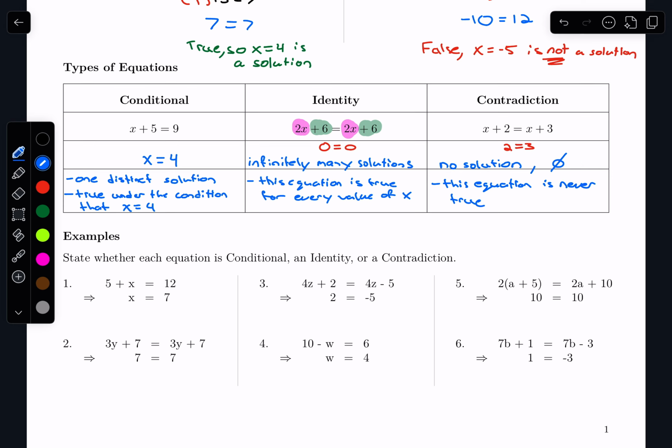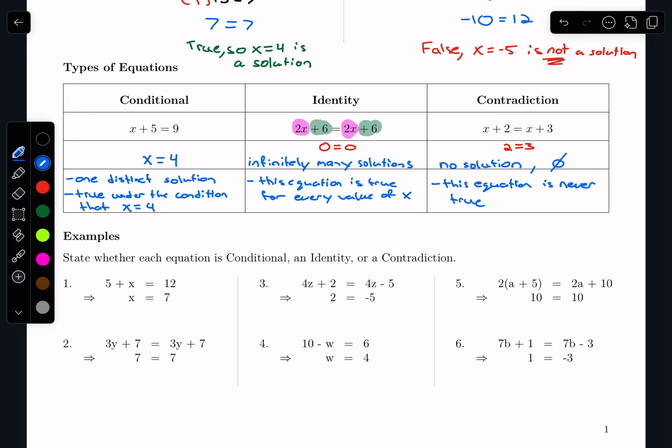Right, so we have three types. Conditional equations are true under the condition that x is a certain number. Identities are always true, so x could be any value and it still works, so all x's are solutions. And the last one is contradictions. This is where you get no solution because you stumble upon a false statement. So there's no value of x that will make a contradiction true.